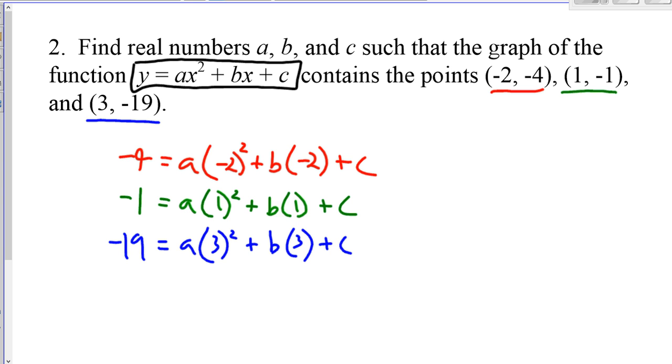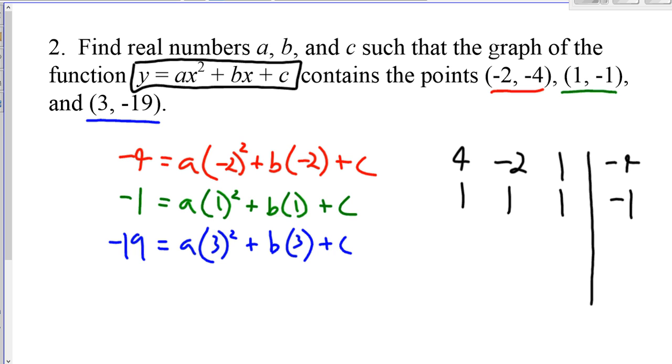So if I try and get this simplified and into my augmented matrix, I'm going to have -2 squared is 4, -2, 1. And that's got to be equal to -4. For my second equation, I'm just going to have 1, 1, 1, and that's going to be equal to -1.